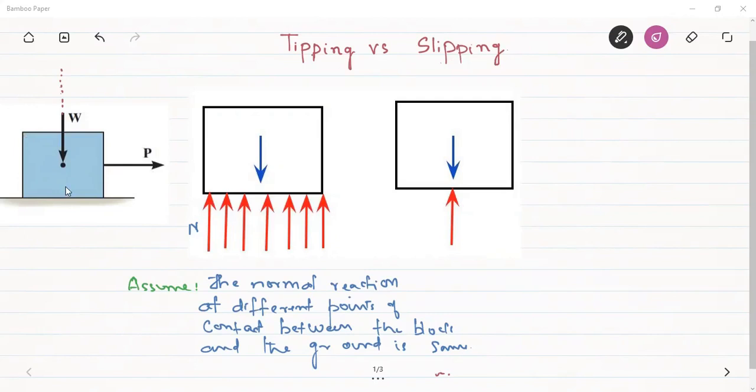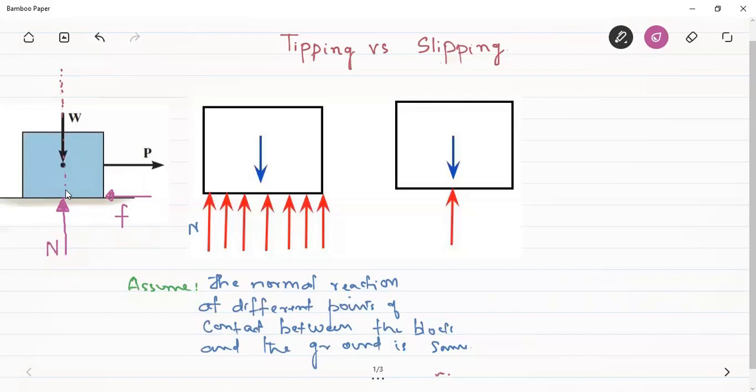So if we want to draw the complete free body diagram of this block, the normal reaction is shown here. And to oppose this force, there will be a friction force in the opposite direction. You can see that this is actually the line of action of the weight, and in the same line but in the opposite direction we have shown the normal reaction.